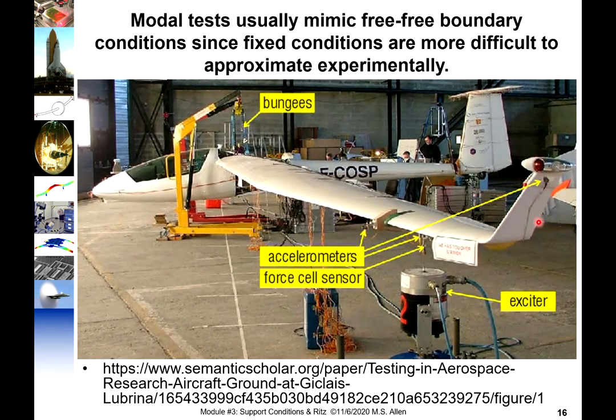So what do we do then? Well, the most common approach in modal tests is to try to mimic a free boundary condition, since fixed is so hard. So here's a photo of a ground vibration test of a glider. You can see the actuators, the shakers, probably one on each wing. I can't see if there are some other shakers. But notice what they did is with 2 cranes and bungee cords, they've lifted the airplane off the ground so it's as if it's flying. And the bungee stiffness is supposed to be low to approximate that free boundary condition.